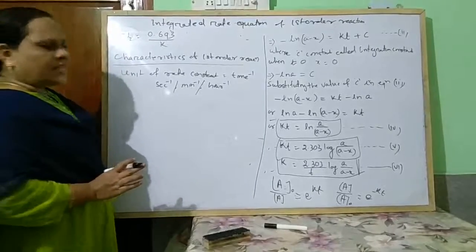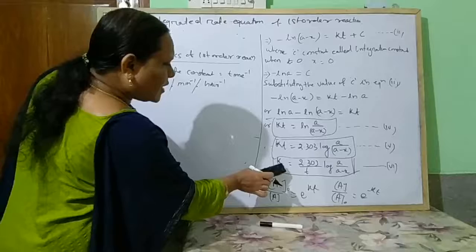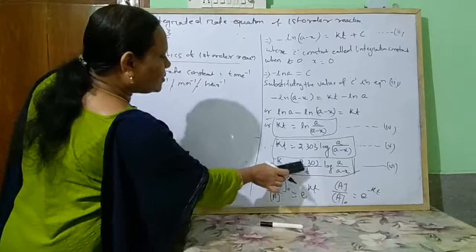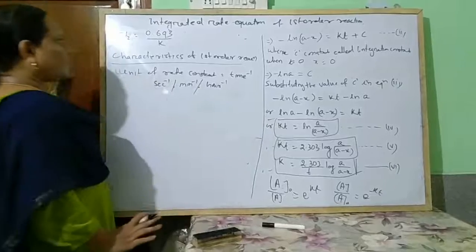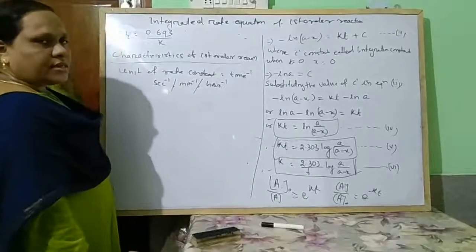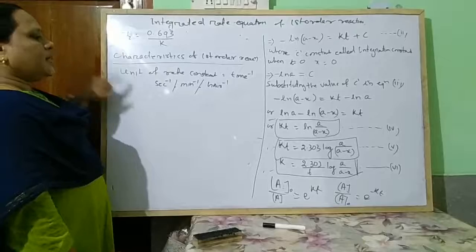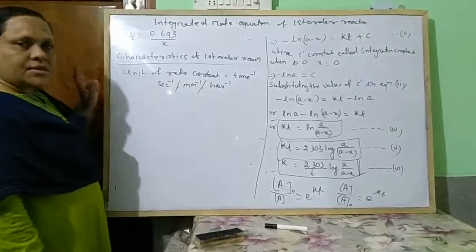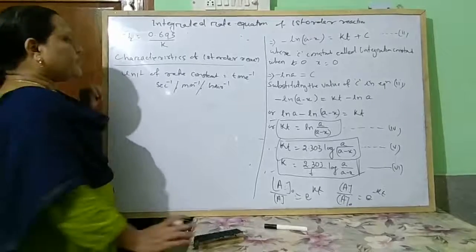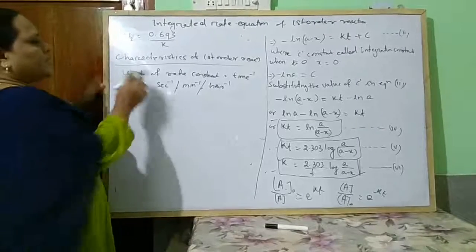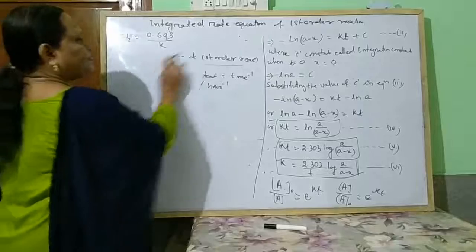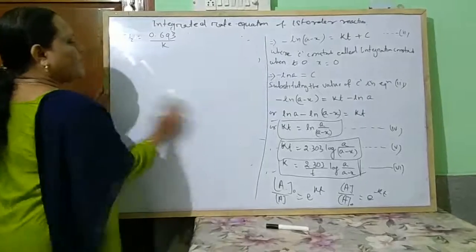Okay. So another equation I have given here, Kt equal to... so it also obeys this equation, and T half is independent of initial concentration, and the unit of rate constant is this much. Okay. Next, come to the graphical presentation of this first order kinetics.